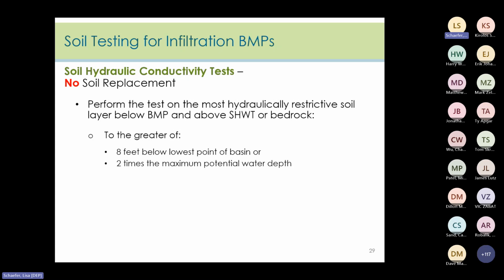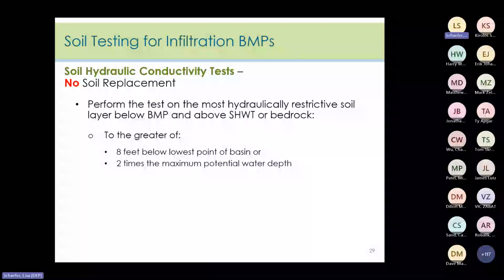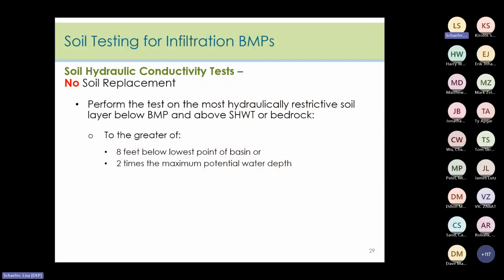Well, soil hydraulic conductivity testing must be conducted on the most hydraulically restrictive horizon or substratum above the seasonal high water table or non-fractured bedrock, but located below the lowest elevation of a BMP and above whichever of the following depths is greater: 8 feet below the lowest elevation of the BMP, or a depth equal to twice the maximum potential water depth in the BMP measured from the lowest elevation of the BMP.